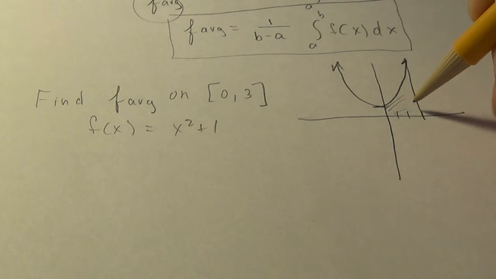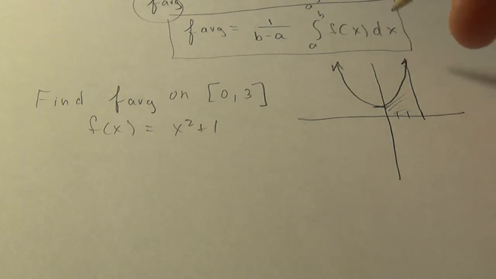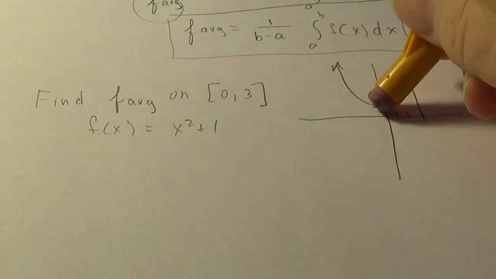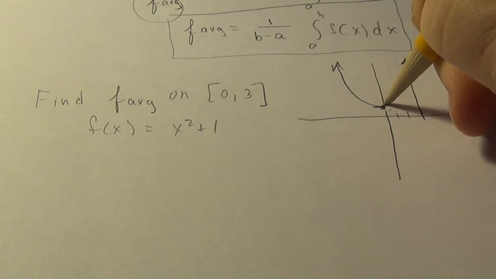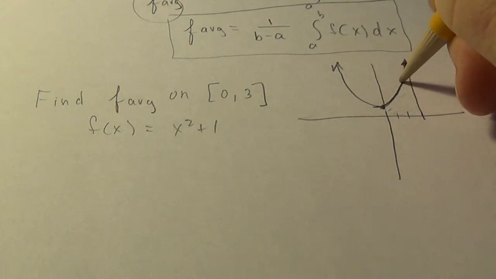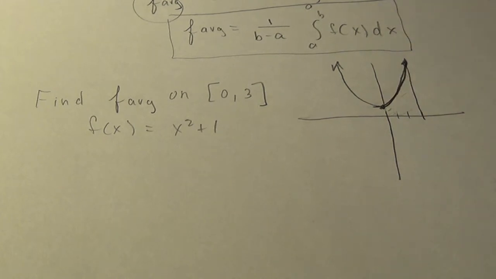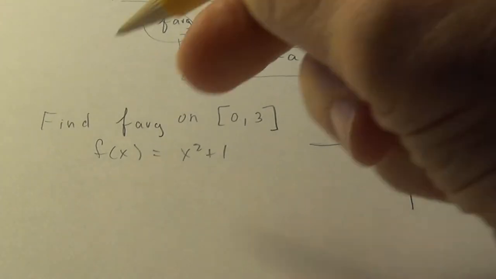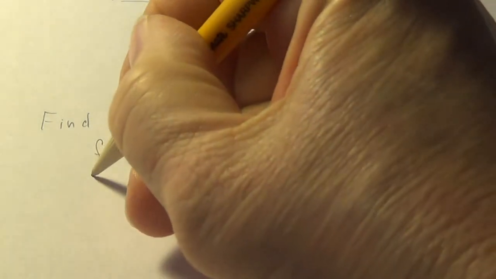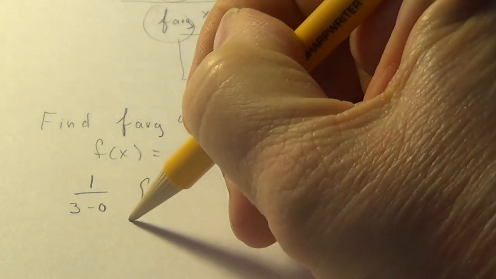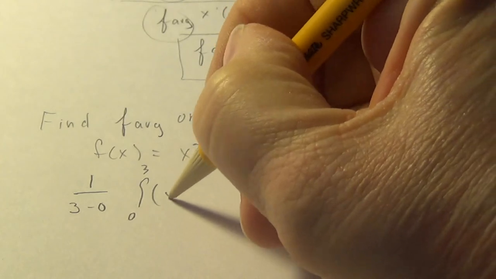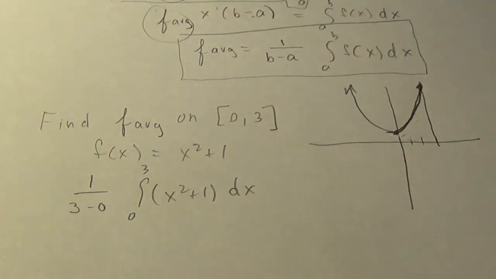So here is the function. Actually, we're not really interested in this stuff exactly. Here's the function. It starts here and it ends there, right along that. And I want the average value along that line. So, using the formula, I think it's still in view. It's going to be 1 over b minus a, 1 over 3 minus 0, times the integral from 0 to 3 of the function, x squared plus 1 dx.